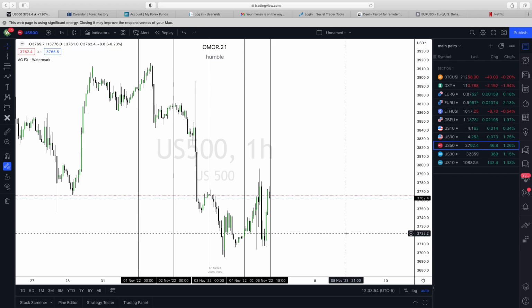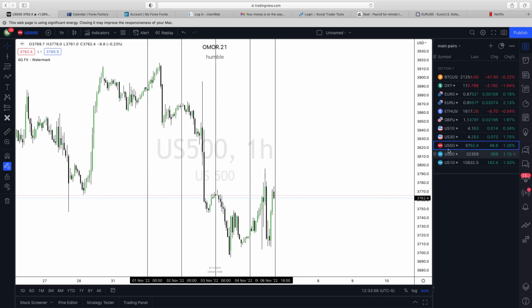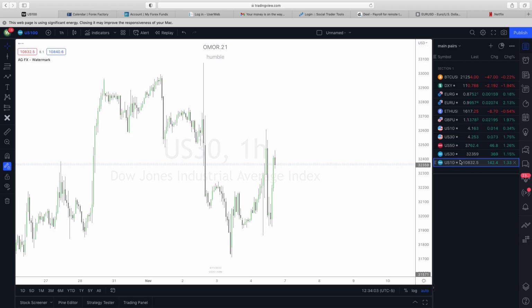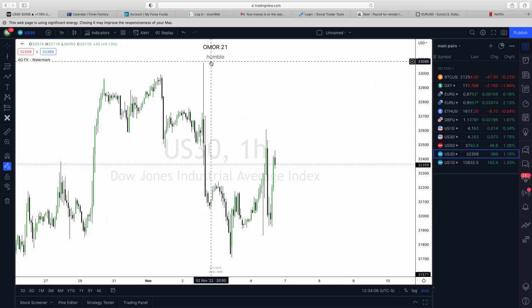Now, how do we use this divergence? Why is it good? Why is it that US 500 didn't sweep that high? US 100, sorry, not US 10, didn't. But US 30 swept that. What does it show? Which pair is the one being manipulated? Which pair is the one more likely to have a presence of smart money participating? It's this. This is called SMT divergence.